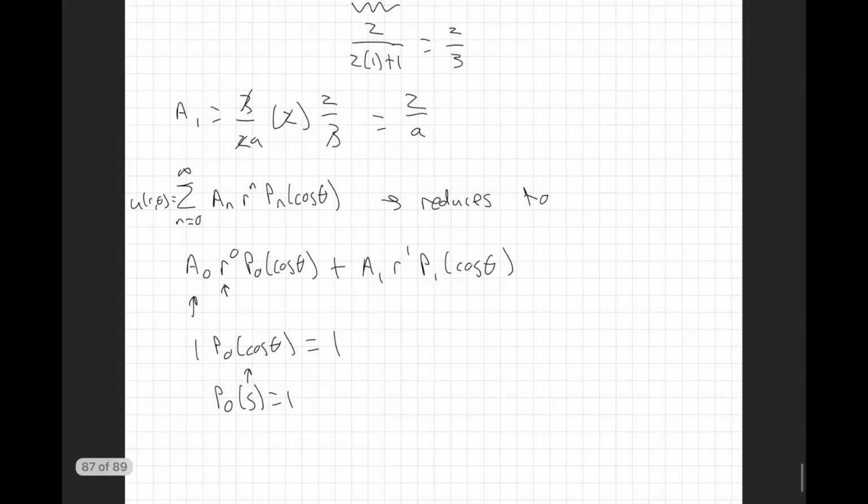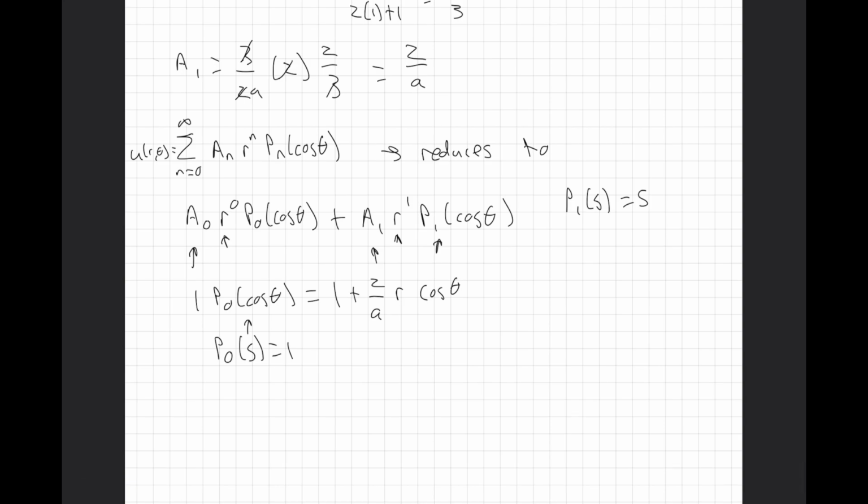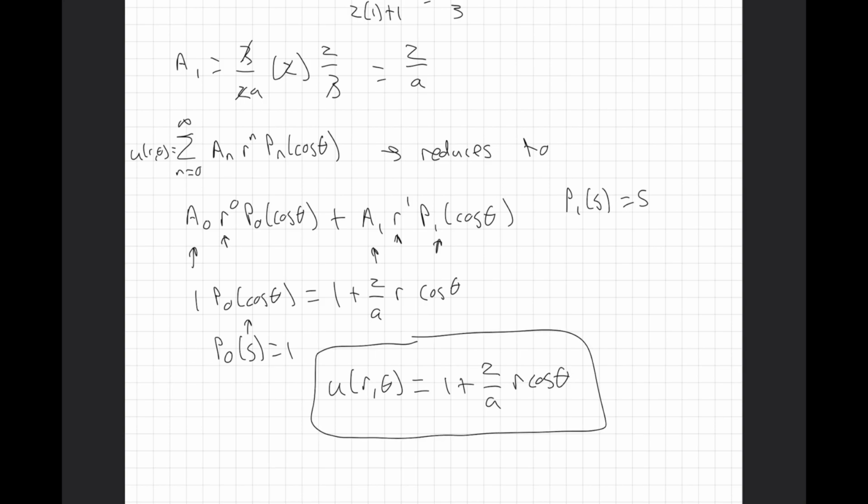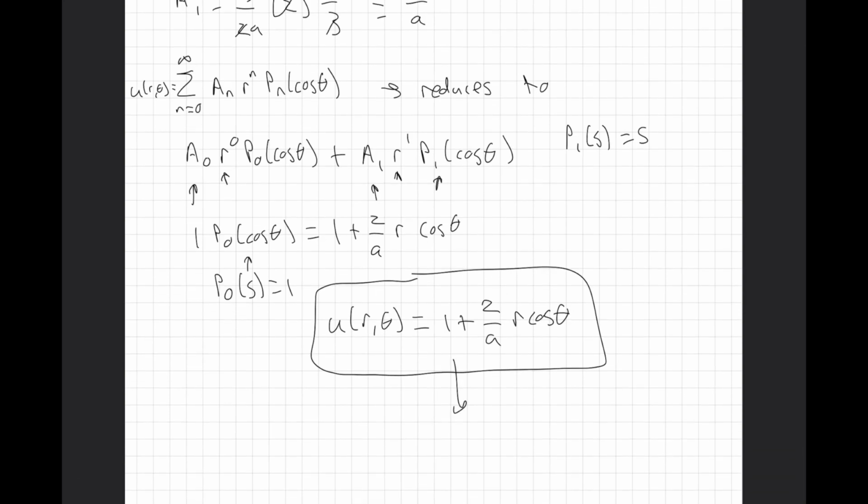And then we have a sub 1, which we said is 2 over a. And then we have r to the 1, which is r. And p sub 1 of s is equal to s, so p sub 1 of cosine theta equals cosine theta. And we have our solution. U of r comma theta equals 1 plus 2 over a times r cosine theta. And you could do an easy transition into Cartesian coordinates.